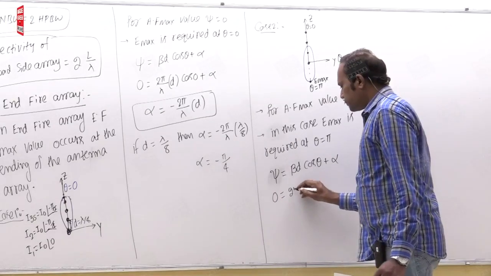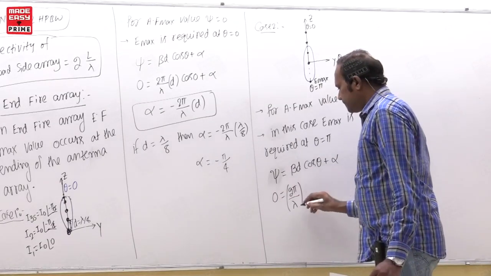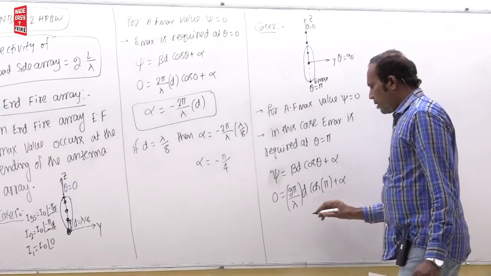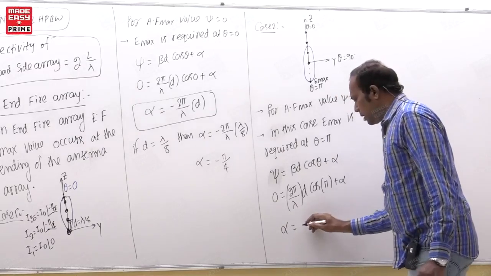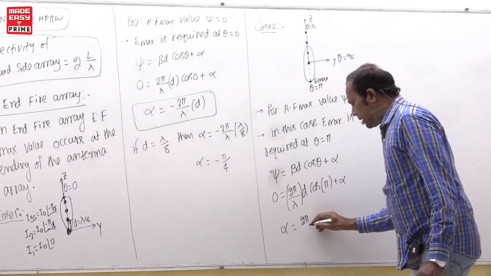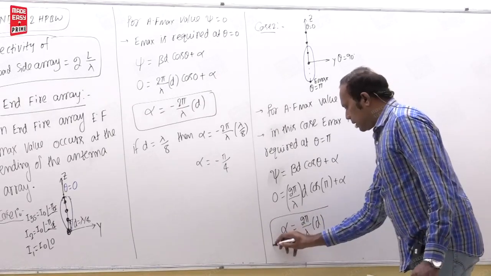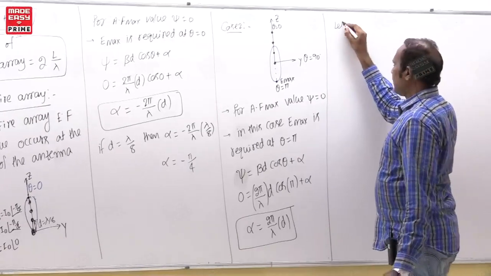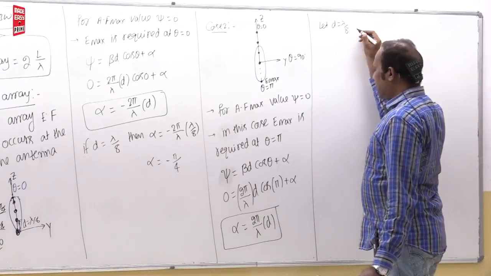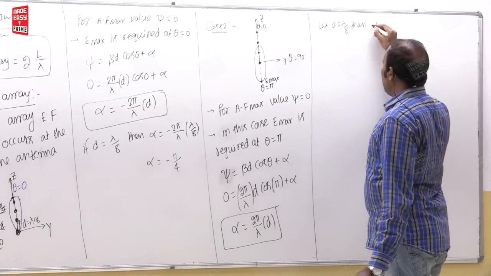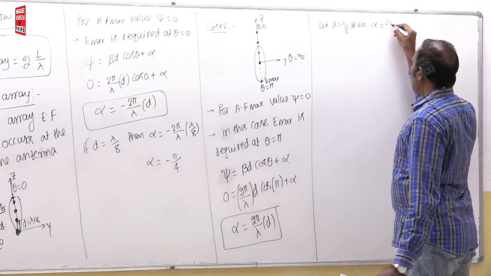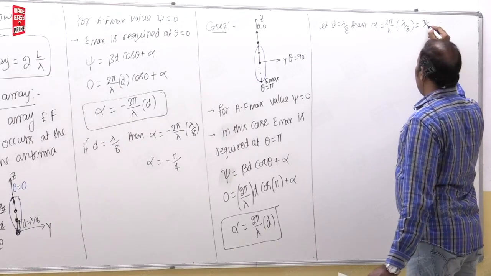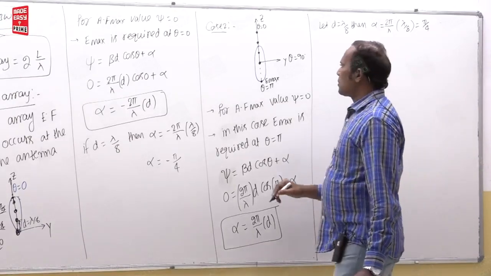So 0, 2 pi by lambda d, then cos(pi plus alpha). From this, cos pi is minus 1, so ultimately 2 pi by lambda into d gives the alpha required. For example, let d is equal to lambda by 8, then alpha is equal to 2 pi by lambda into lambda by 8, lambda cancels, and ultimately you get pi by 4. Actually, what is the meaning of this, dear students?